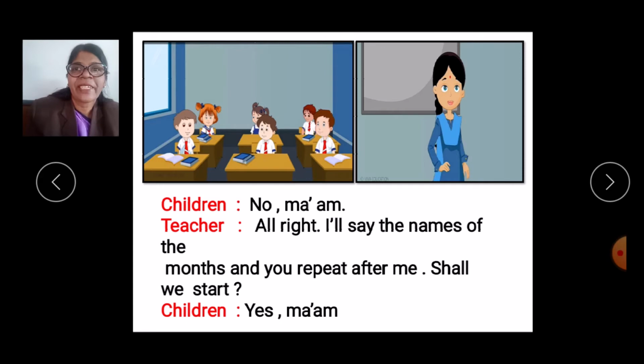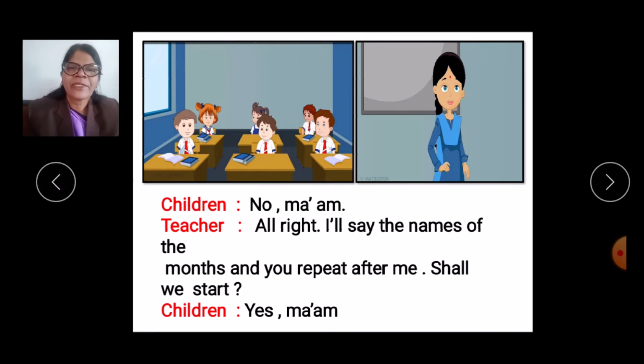Now you see the children are so excited to know what is going to happen next. Children: No ma'am. Let's see what answer the children give. Teacher: All right, I'll say the names of the months and you repeat after me. Shall we start? Children: Yes ma'am. You see the children, how excited they are, how interested their eyes are.